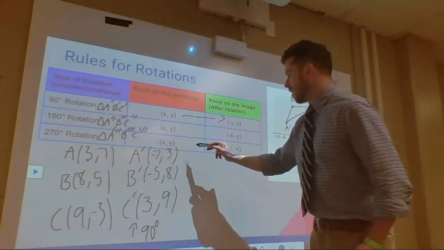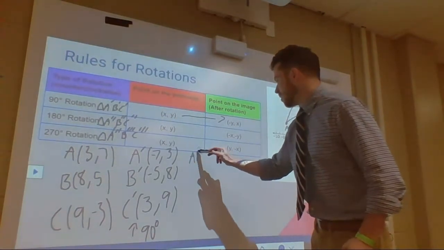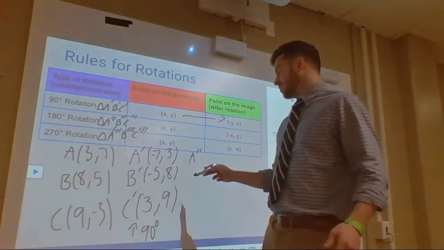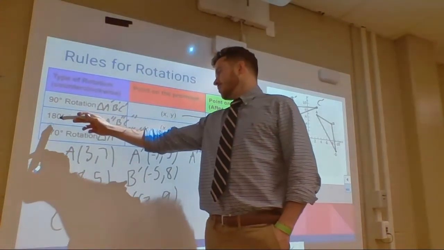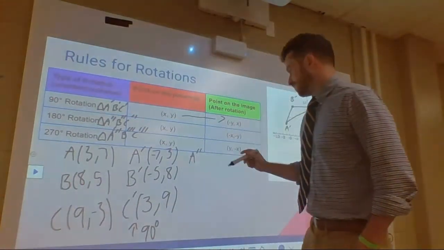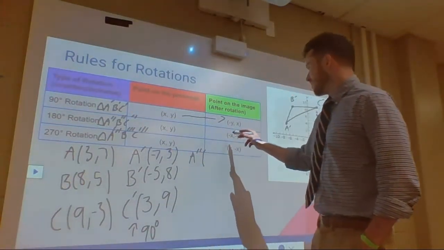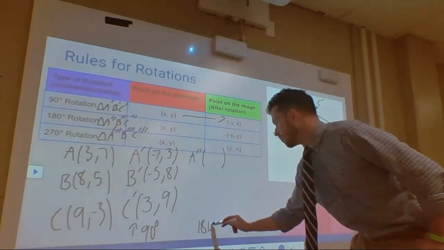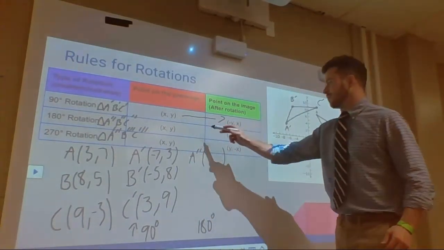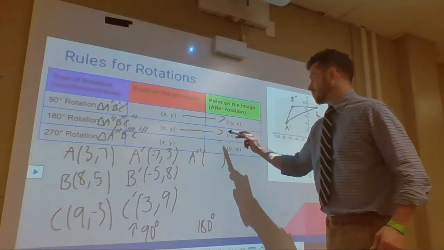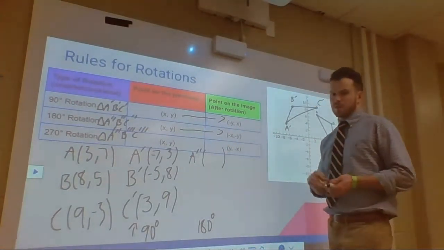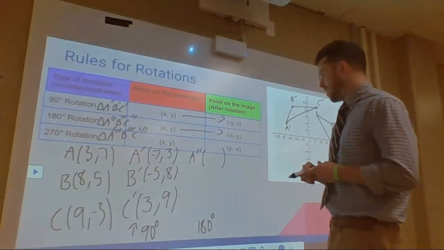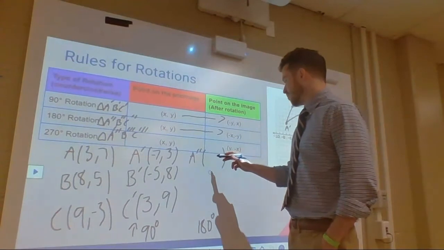All right, so now I'm going to find A double prime, B double prime, and C double prime using the 180-degree rotation. So that rule is actually the same as the rule for a reflection about the origin. x, y becomes negative x, negative y. There's no swap. They just both become opposite, just like a reflection across the origin.